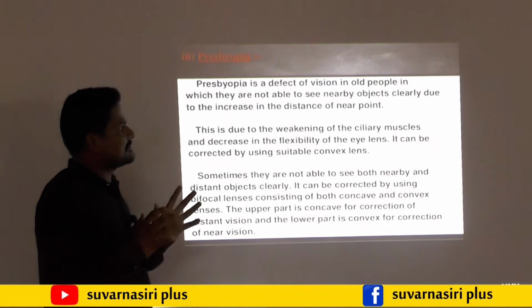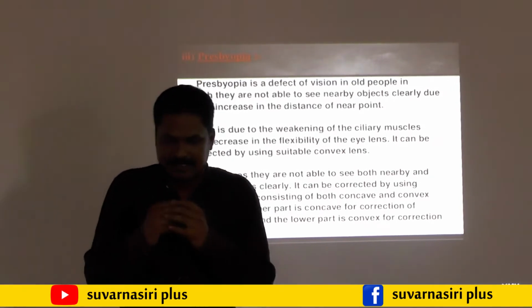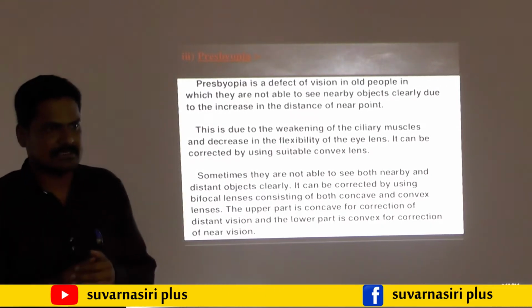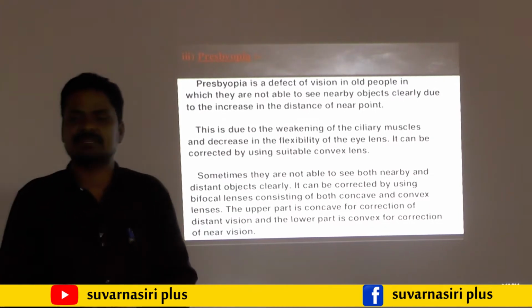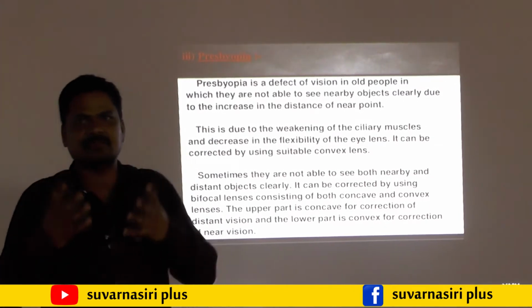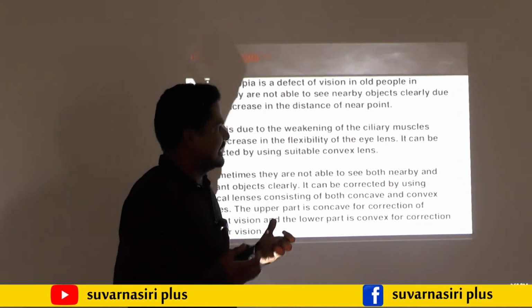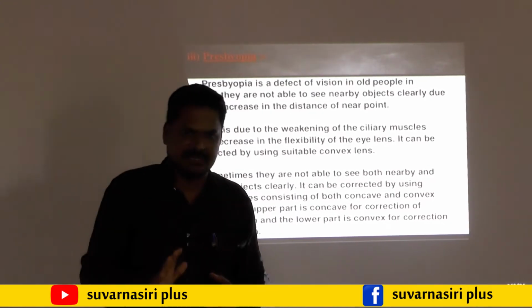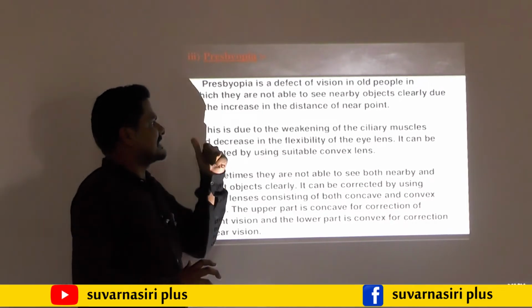What is meant by presbyopia? How does it happen? Presbyopia means some people, old age persons, are unable to see near objects and are also unable to see far objects because of weakening of the ciliary muscles. The ciliary muscles become weak, so due to that a person is unable to see near and far objects. That's why this condition is called presbyopia.